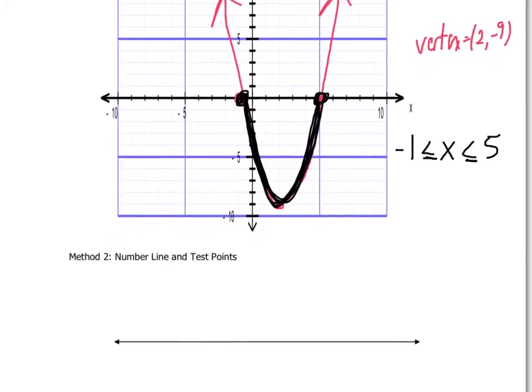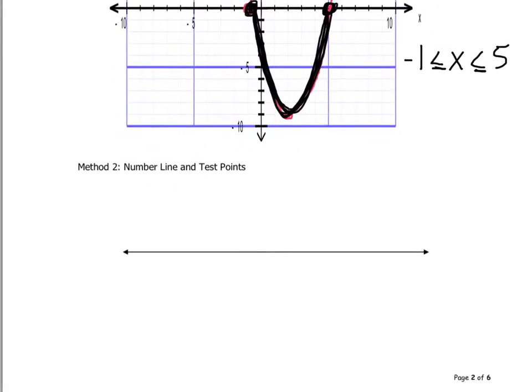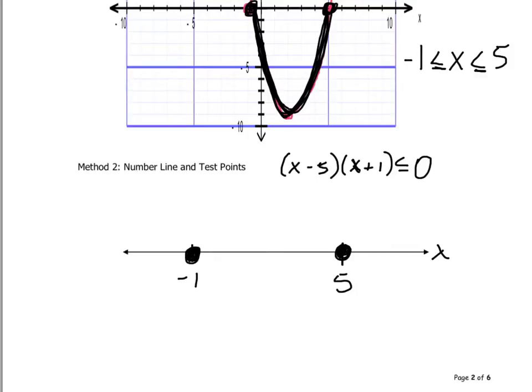The second method is called the number line and test points. Again, in factored form, x minus 5 times x plus 1 is less than or equal to 0. I'm going to look at the number line for all my x values, since I only have x's and no y's. I'll place a point at negative 1 and a point at 5. Equals is included in the solution, so I fill the points in. If it was a strict inequality, you would put an open dot, just as a little aside.